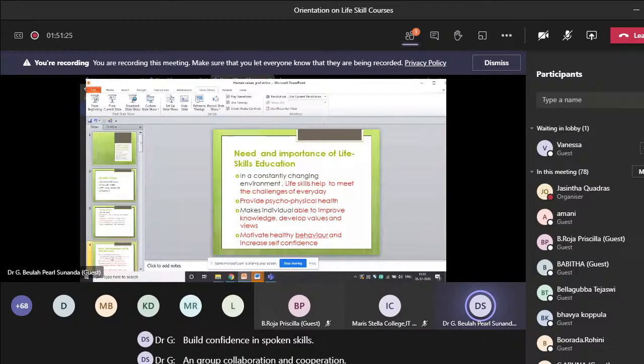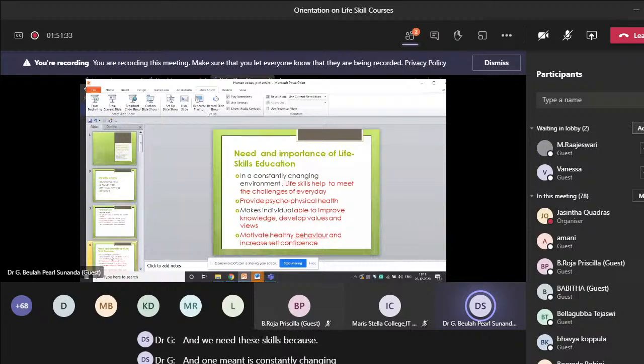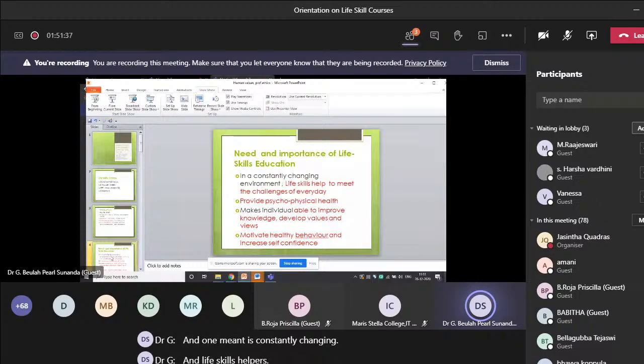And we need these skills because the environment is constantly changing, and life skills help us to meet the challenges of every day and provide psychophysical health, and we are enabled to improve knowledge, develop values and views, and motivate healthy behavior, thereby increasing self-confidence.